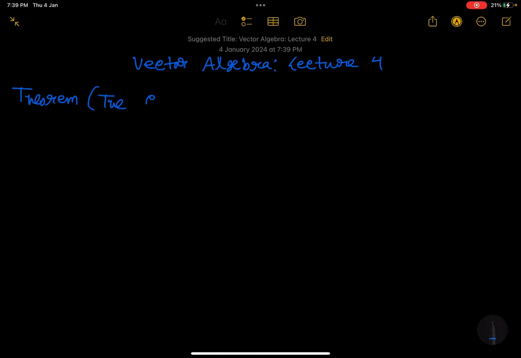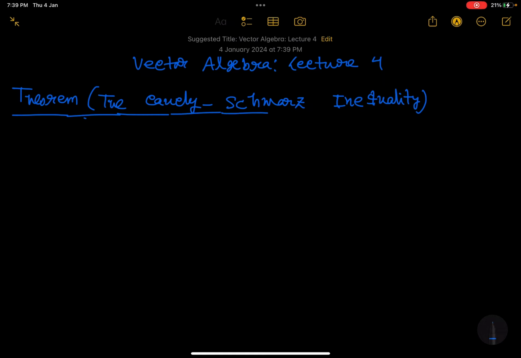The Cauchy-Schwarz inequality. Okay. So what does it say? What is the statement? It basically connects the dot product and gives some inequality involving the dot product of two vectors.